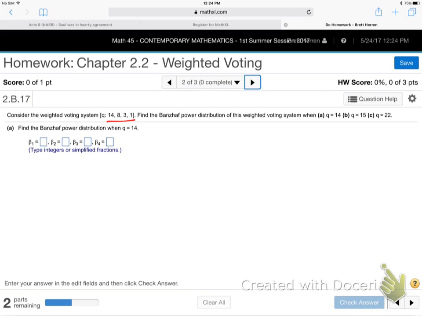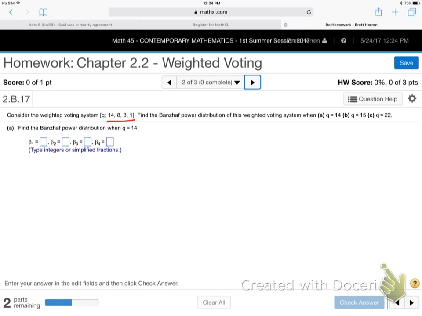So this is a weighted voting system. Remember what that means? It's like the Electoral College, right? Different states have their voting chunks. We talked about it yesterday, like stockholders and that kind of thing. Different people have different amounts of votes depending on population, if it's states, or money, if it's financial investors in the stock market or whatever.